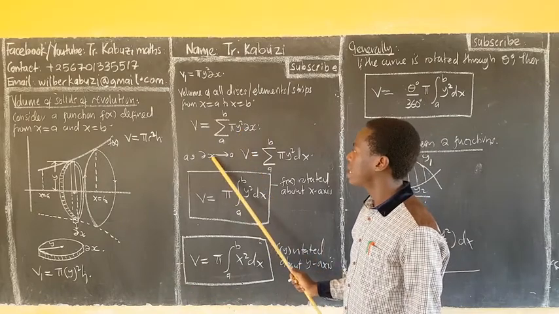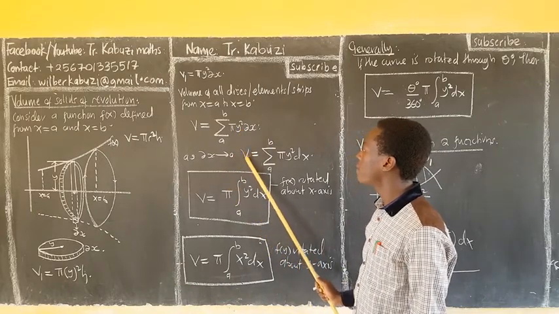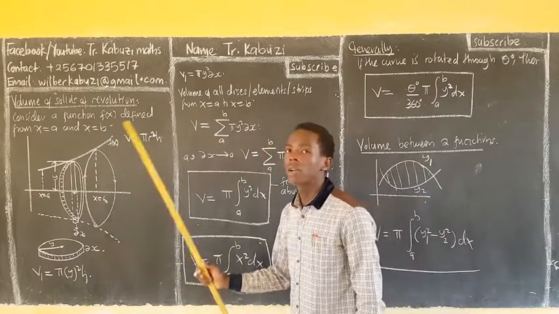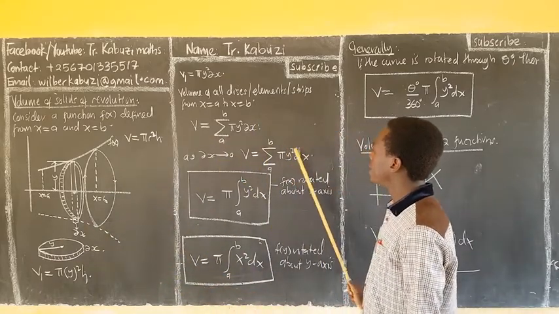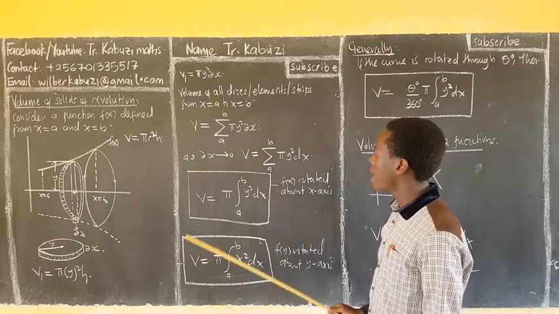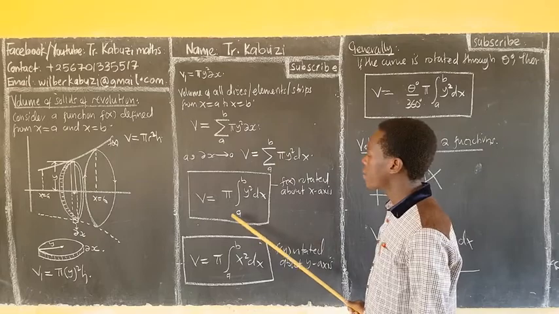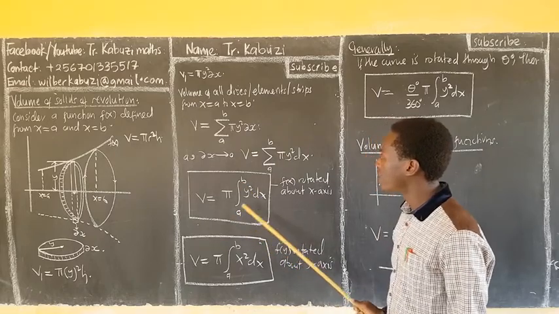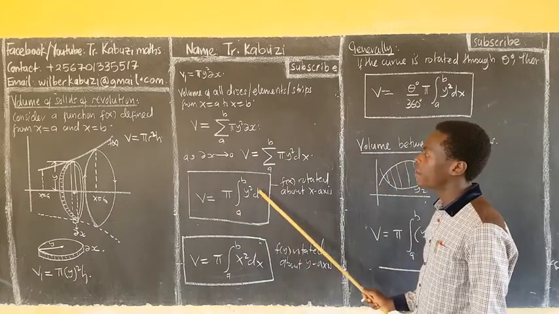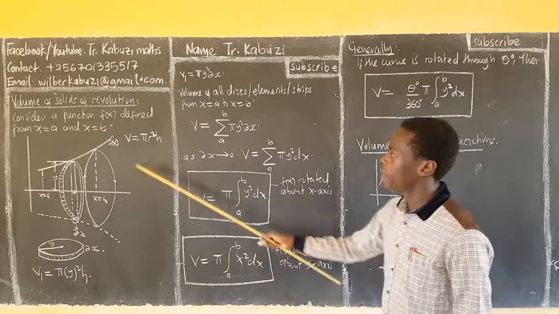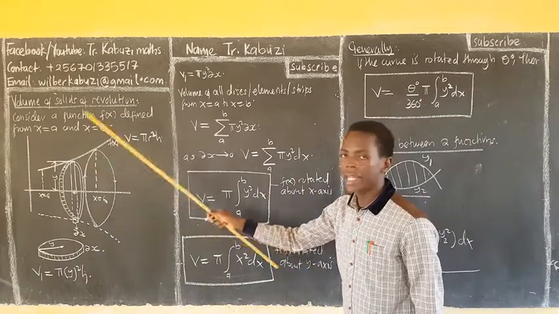As delta x tends to 0, the small change delta changes to a capital D, so it becomes dx. Summing from a to b becomes the same as integrating from a to b. This is the formula for the volume of a solid which is rotated about the x-axis.